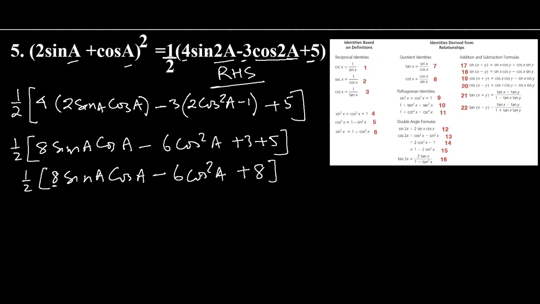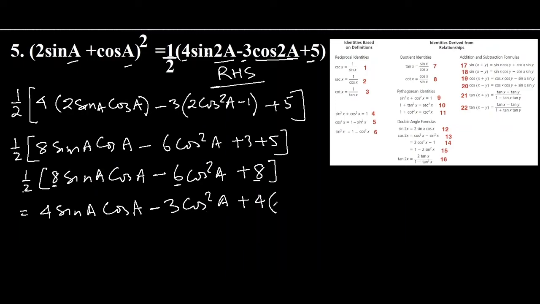Since they are even numbers, 8, 6 and 8, let's divide them by 2 so that this half goes. So we are left with what? 4 sine a cos a minus 3 cos square a plus 4. Right. Still we are not there. This is not a perfect square. We want a perfect square, right? So this is not a perfect square yet.